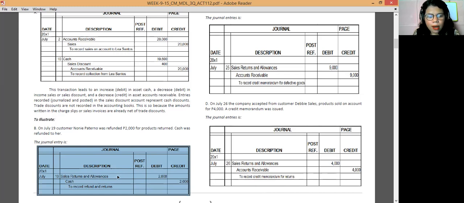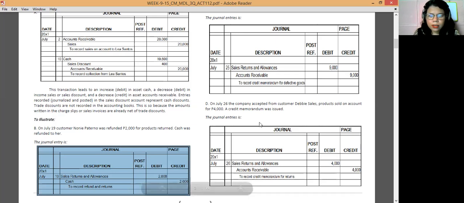So, nag-less po ang ating income, kaya ilalagay natin siya sa debit. Diba? Then, cash. So, nabawasan po ang ating cash, diba? So, pag nag-less po ang ating asset, diba? So, sa credit siya. So, to record refund and returns from Noni Paterno. Kung hanggat maaari, pwede nating ilagay yung name ng customer, or yung clients natin, para at least madaling ma-determine nyo agad kung sino nga ba yung nag-request ng sales return and allowances na yun.